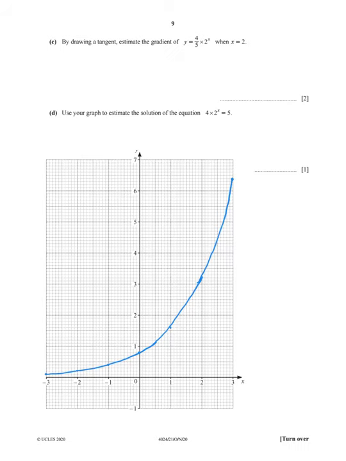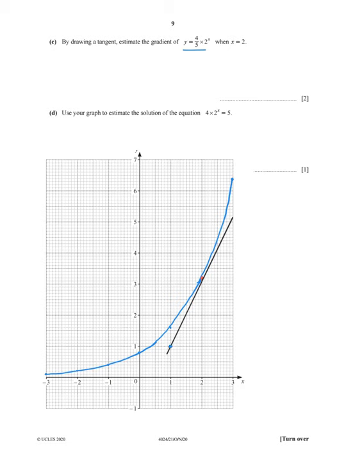After that it says, by drawing a tangent, estimate the gradient of the curve y equals 4 upon 5 times 2 to the power x when x is equal to 2. So when x is equal to 2, first let me highlight the point here, and now I need to draw a line here. That is a tangent I have drawn. Now I need to find the gradient. Make sure that you draw your tangent with the help of a ruler. You need to draw it roughly.